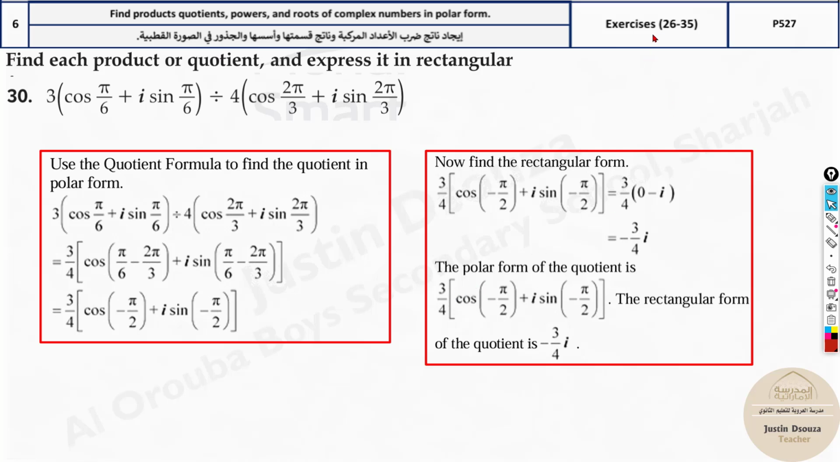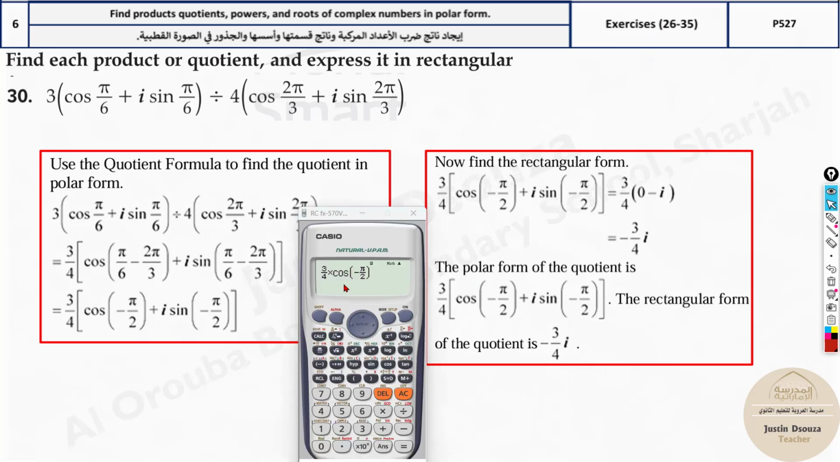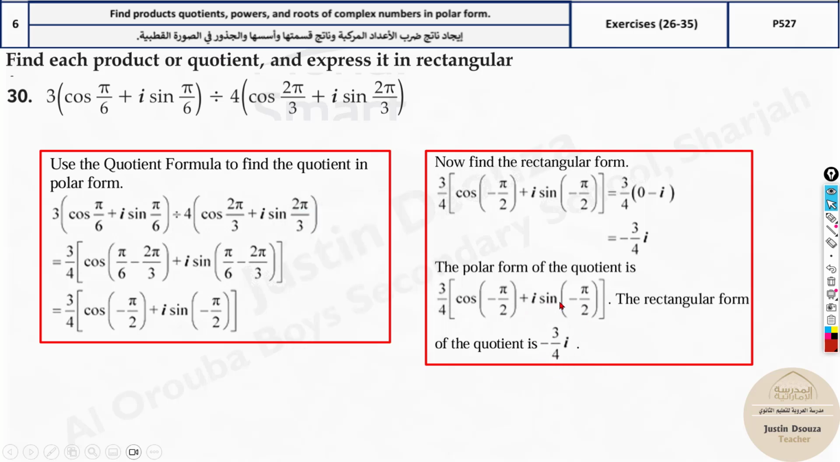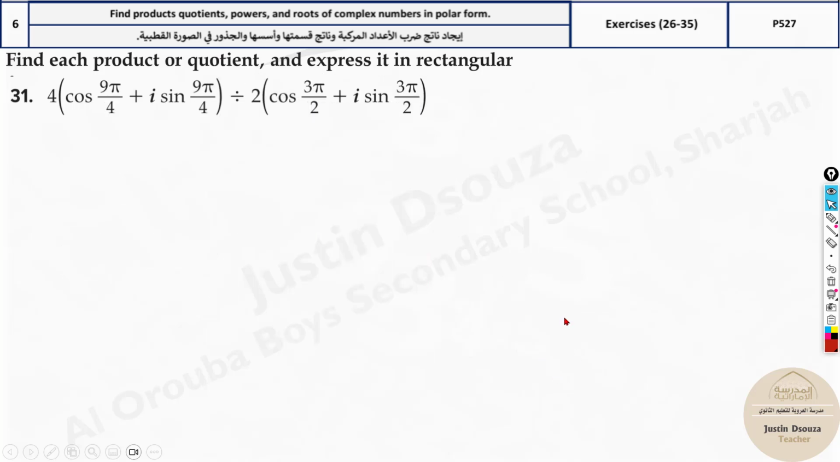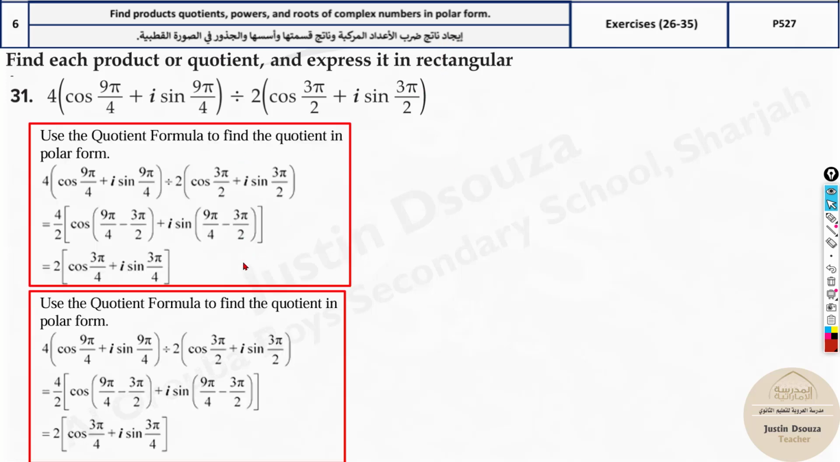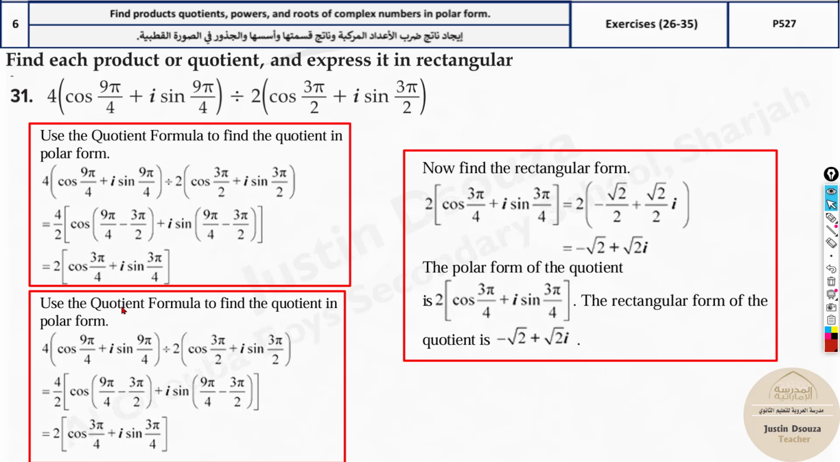You can just put this in the calculator. I've typed this over here in the question, the real part, and the answer is 0. So here we don't write that. Only the other part, the imaginary part, is written. Remove this and make it sine. And what's the answer? Negative 3 by 4. And don't forget the I. So this is how we solve all these problems. Again over here, similar one, but it's division. So remember, use the formula appropriately and solve it up.